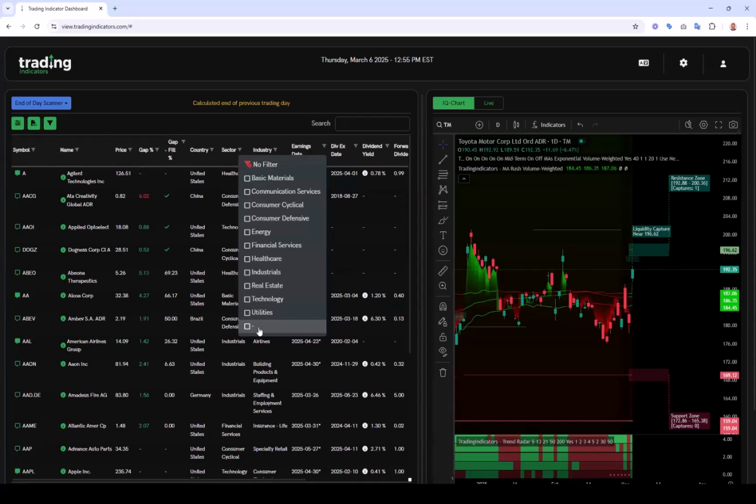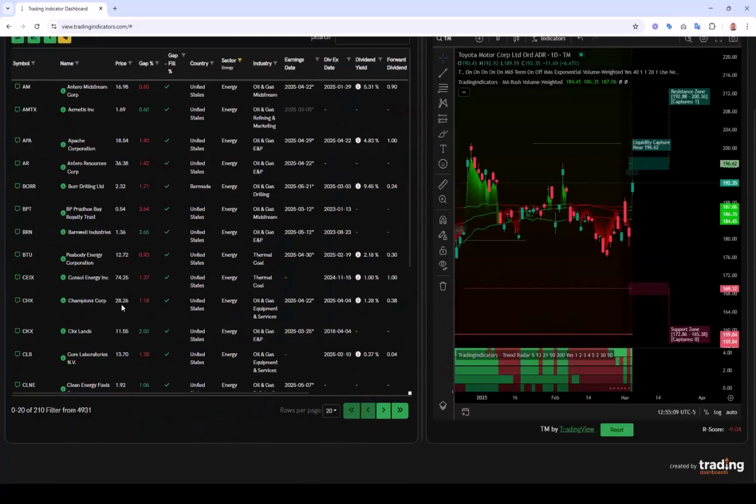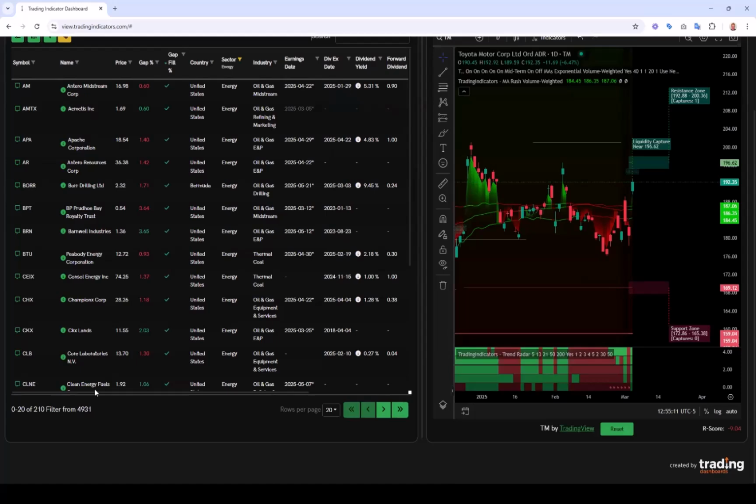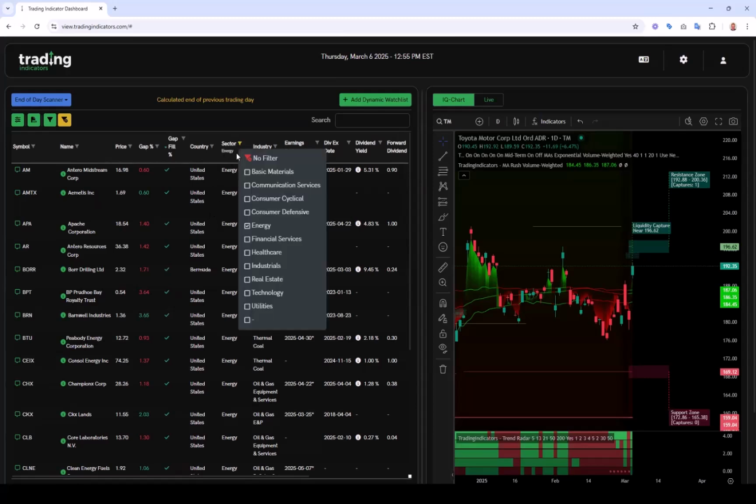But let's say you're interested in stocks which are perhaps in energy. Simply click on it and it will filter immediately all the stocks which are currently in the energy sector. And one important note here, this symbol doesn't necessarily have to be in the S&P 500. It just needs to be classified according to this S&P 500 sector. Okay, so this is for the sectors.